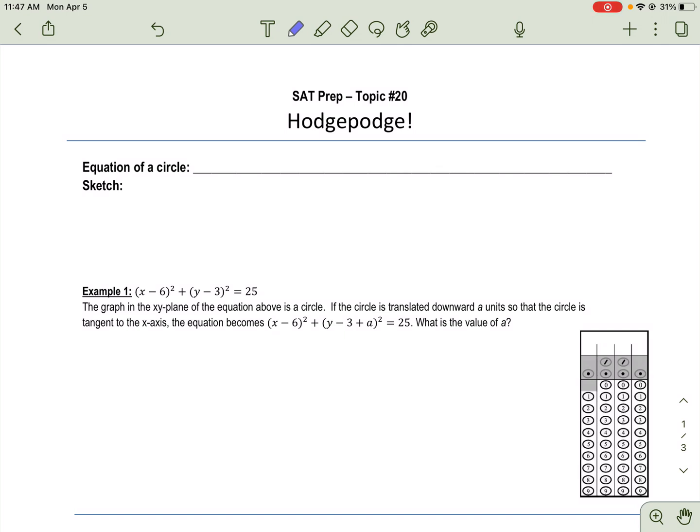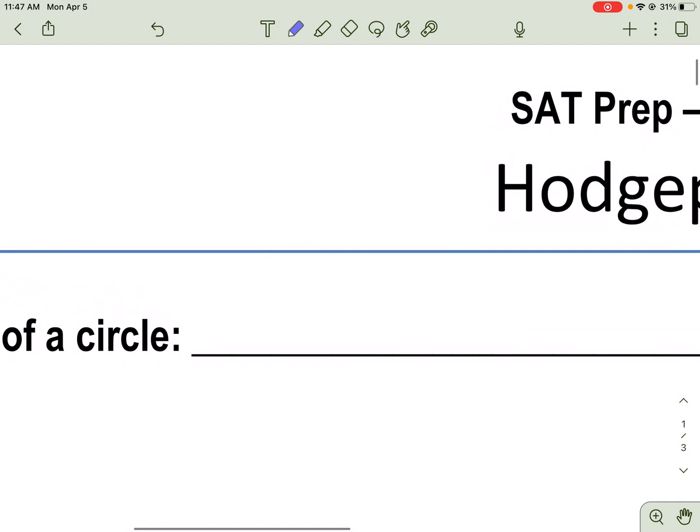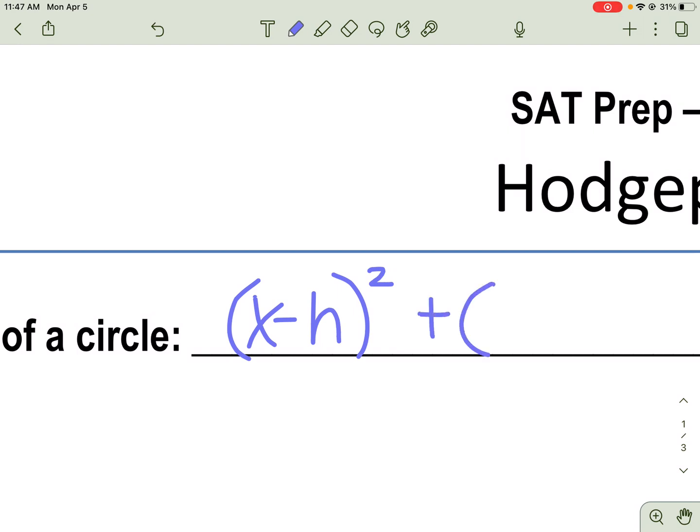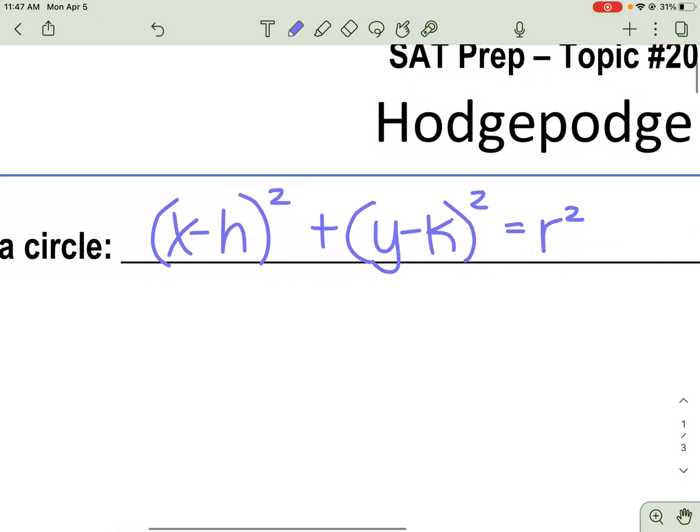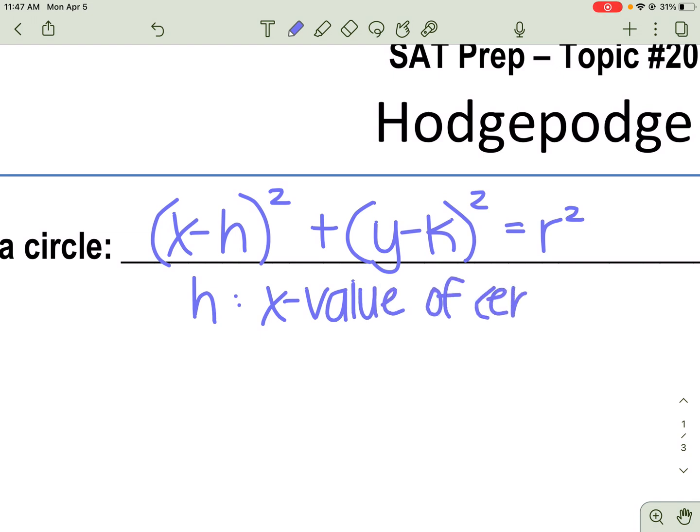Okay, so the equation of a circle looks like this. So let me write it down and then we'll break down what all of these mean. Okay, so it's (x - h)^2 + (y - k)^2 = r^2. Okay, so there's a couple of things here to label. All right, h is the x value of the center. And k is the y value of the center.